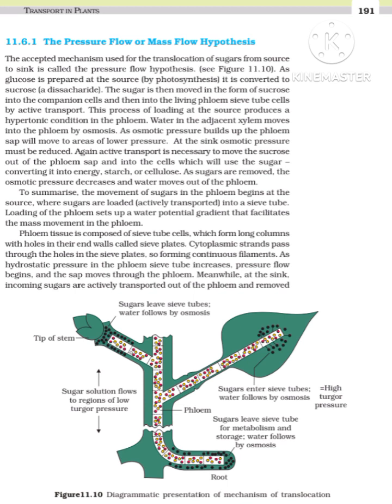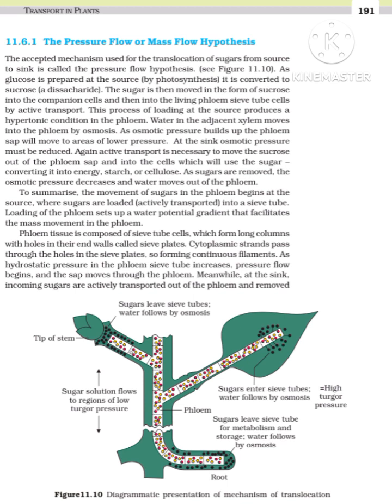This process of loading at the source produces a hypertonic condition in the phloem. Water in the adjacent xylem moves into the phloem by osmosis. As osmotic pressure builds up, the phloem sap will move to areas of lower pressure. At the sink, osmotic pressure must be reduced.